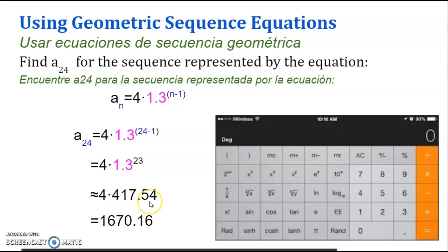Once you've gotten that, whatever that number is, I need to multiply that by 4, because multiplication comes after exponent. So you press multiply by, and then 4, and then it should give you 1670.16. Try this yourself to make sure that you are using your calculator correctly.